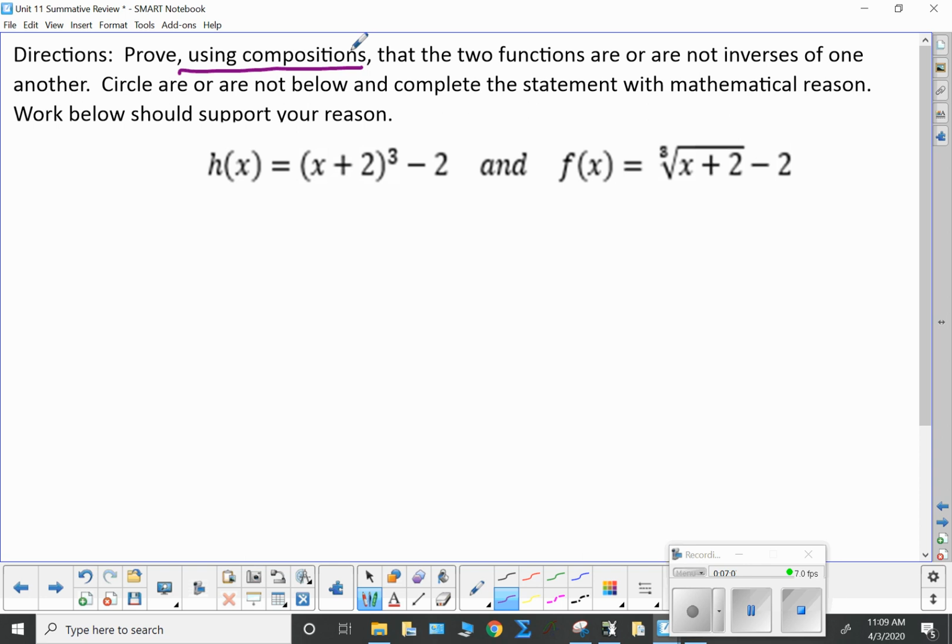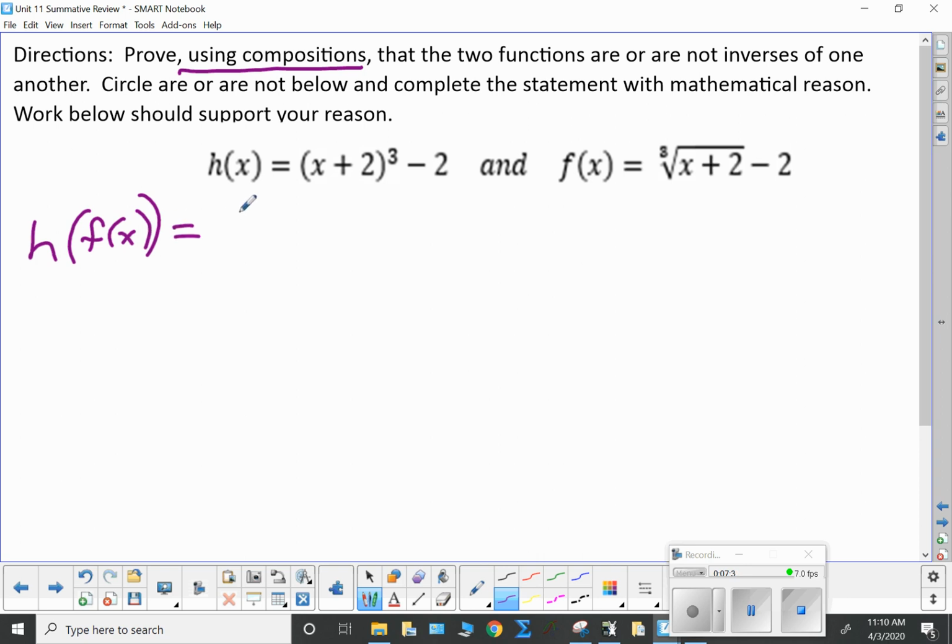If they're inverses of one another, then their compositions will each be equal to x. Okay, now this says circle are or are not below and complete the statement. I took the statement off of the review. Sorry, that's what it says on the test. All right, so my first thing, I'm going to do h of f of x. Remember that if this doesn't come out to equal x, I can stop right there.